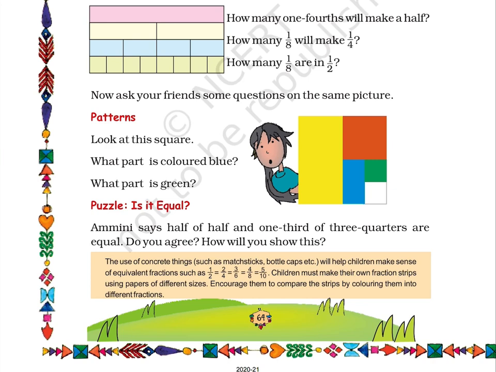For the teacher. The use of concrete things such as matchsticks, bottle caps, etc. will help children make sense of equivalent fractions such as 1 by 2 is equal to 2 by 4 is equal to 3 by 6 is equal to 4 by 8 is equal to 5 by 10. Children must make their own fraction strips using papers of different sizes. Encourage them to compare the strips by coloring them into different fractions.